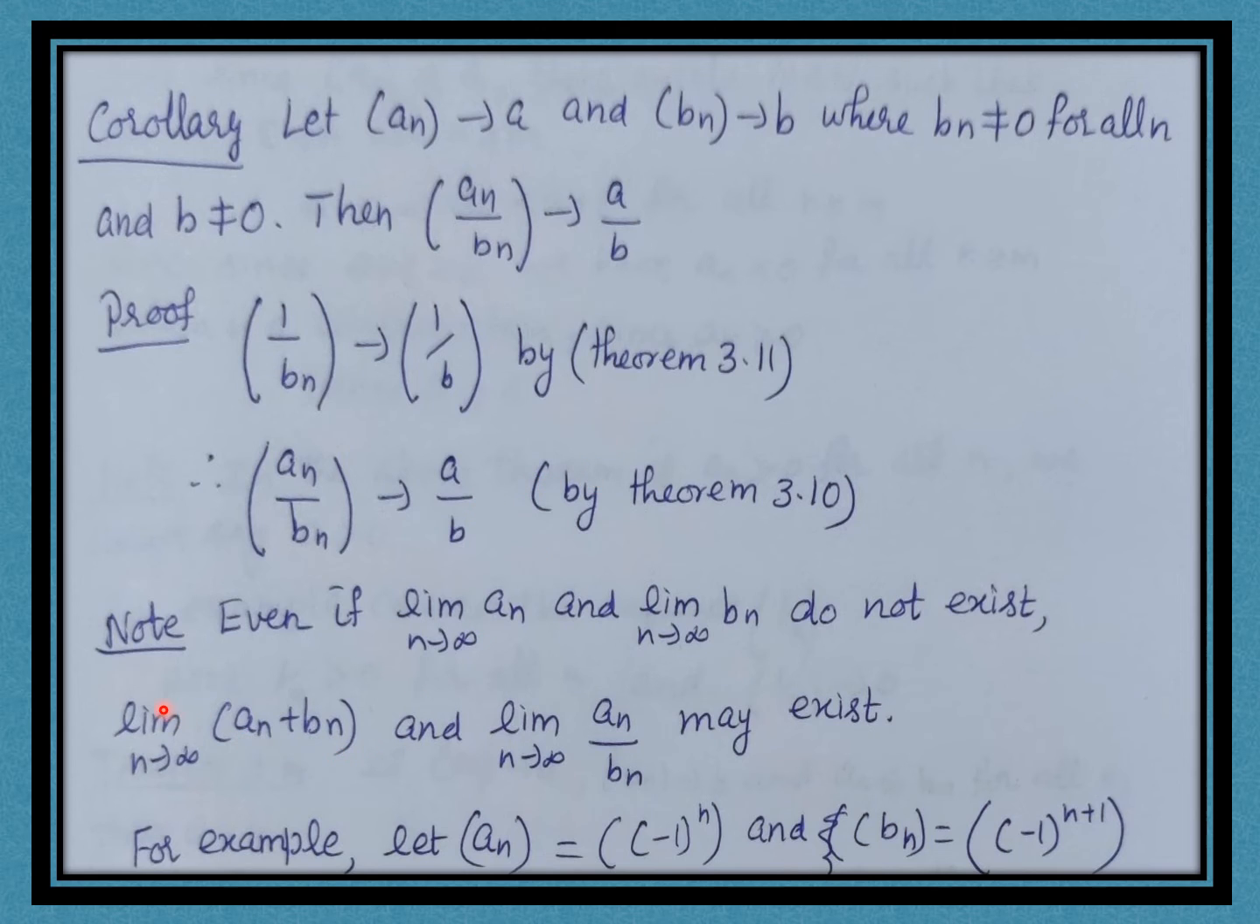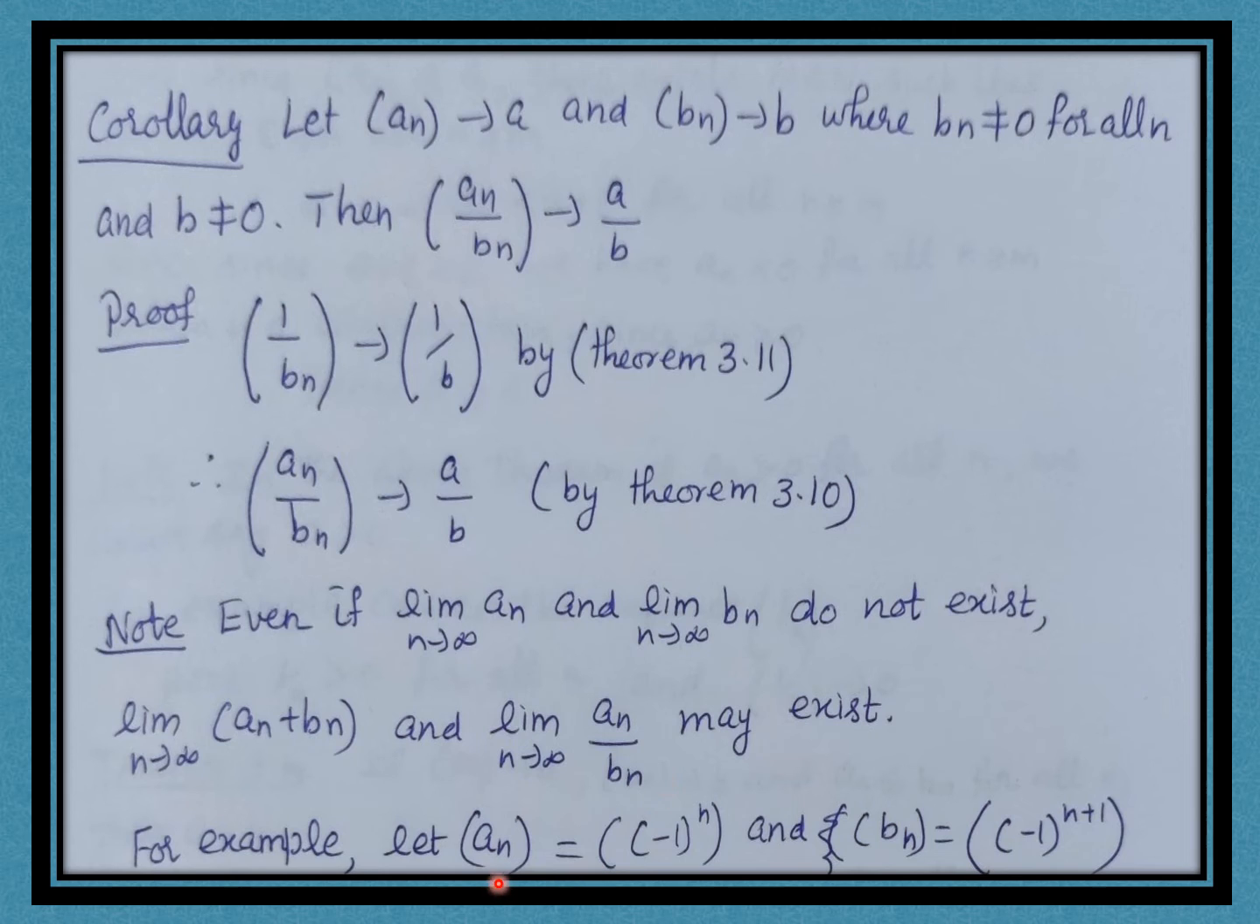So, we have a note that if the limit as n tends to infinity of an and the limit as n tends to infinity of bn do not exist, even then the limit as n tends to infinity of an plus bn and the limit of an by bn may exist. That is, maybe an is not a converging sequence, bn may not be a converging sequence, but an plus bn and an by bn may be converging sequences.